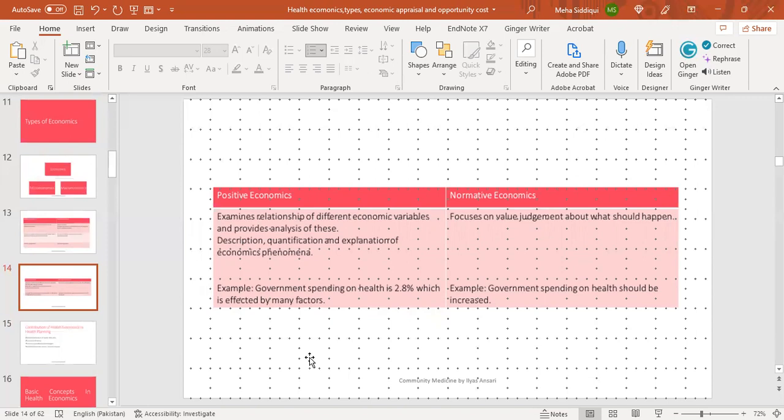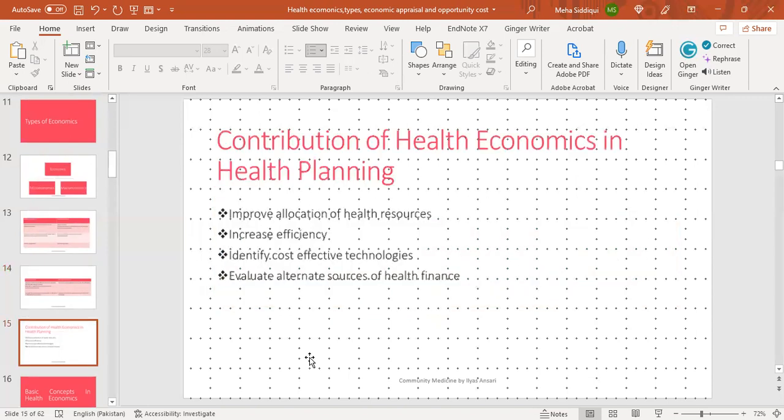While normative economics focuses on value judgment about what should happen. For example, government spending on health should be increased. So the focus on value judgment comes under normative economics.